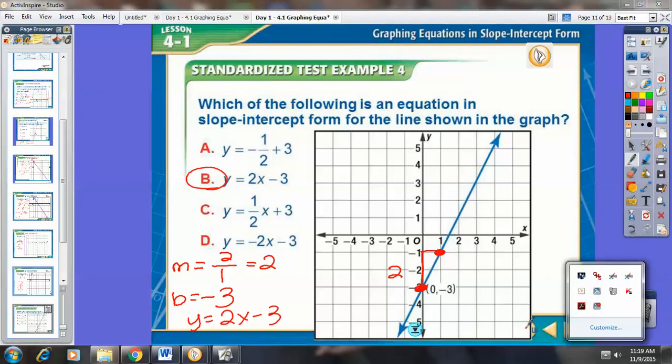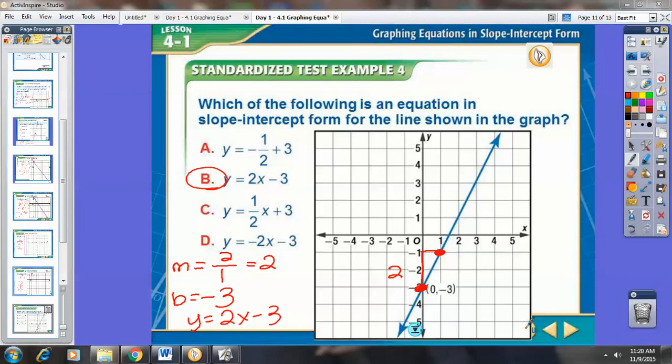Alright, so today we practiced writing equations. If I gave you a slope and a y-intercept, we should be able to write the equation in slope-intercept form. We should be able to graph equations in slope-intercept form. And we should be able to write an equation if I gave you a graph. Pick out the slope and pick out the intercept. I do have some problems for you to practice. They're going to be out of your textbook. The assignment is on the top of the graph paper.